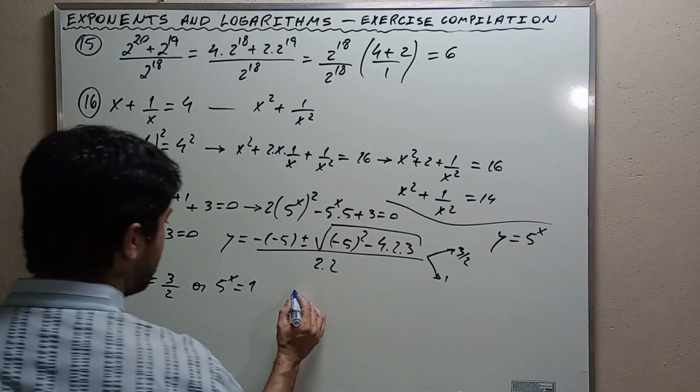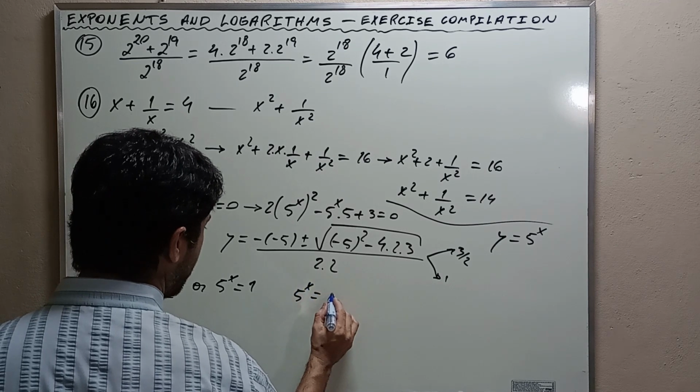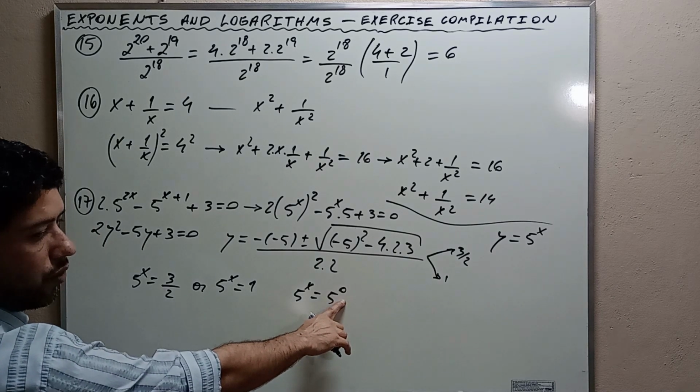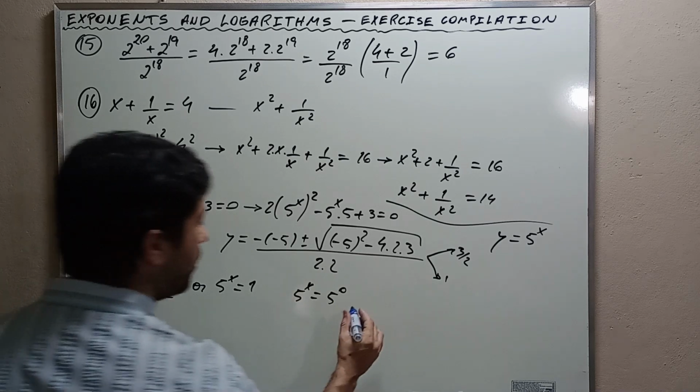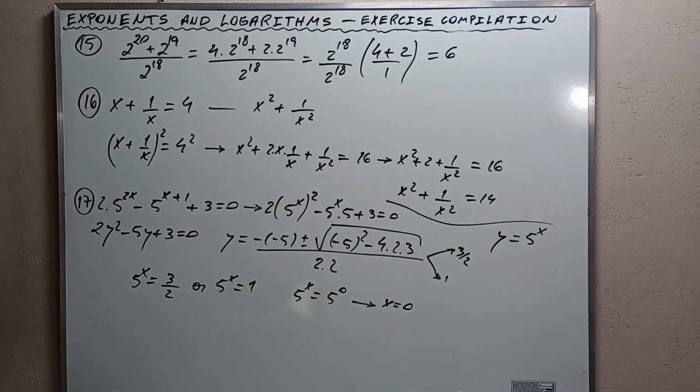And we know that 5 to the x is equal to 5 raised to the power of 0. Okay, every number raised to the power of 0 is equal to 1, and therefore we find that x is equal to 0. And this is the only integer solution of this equation.